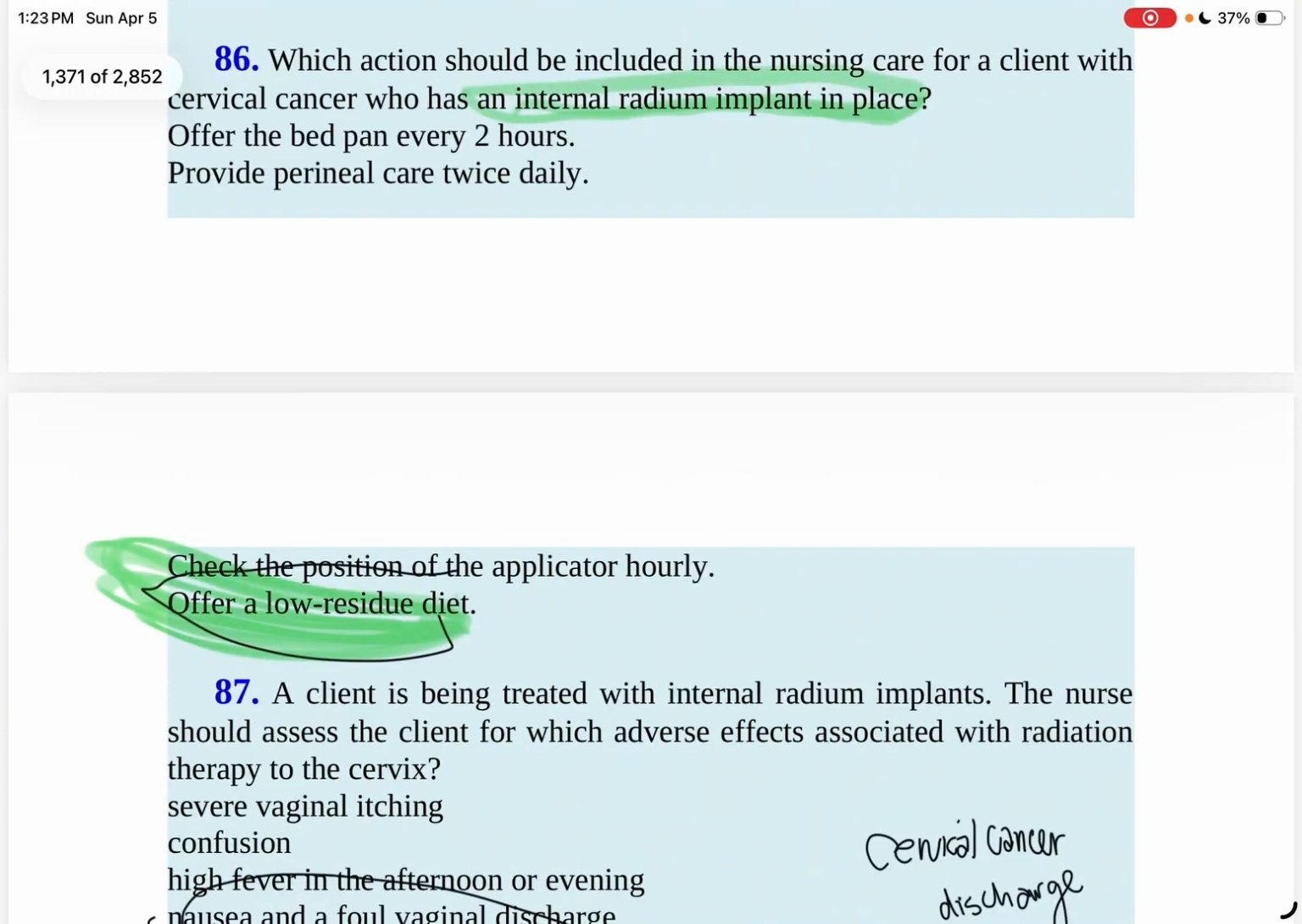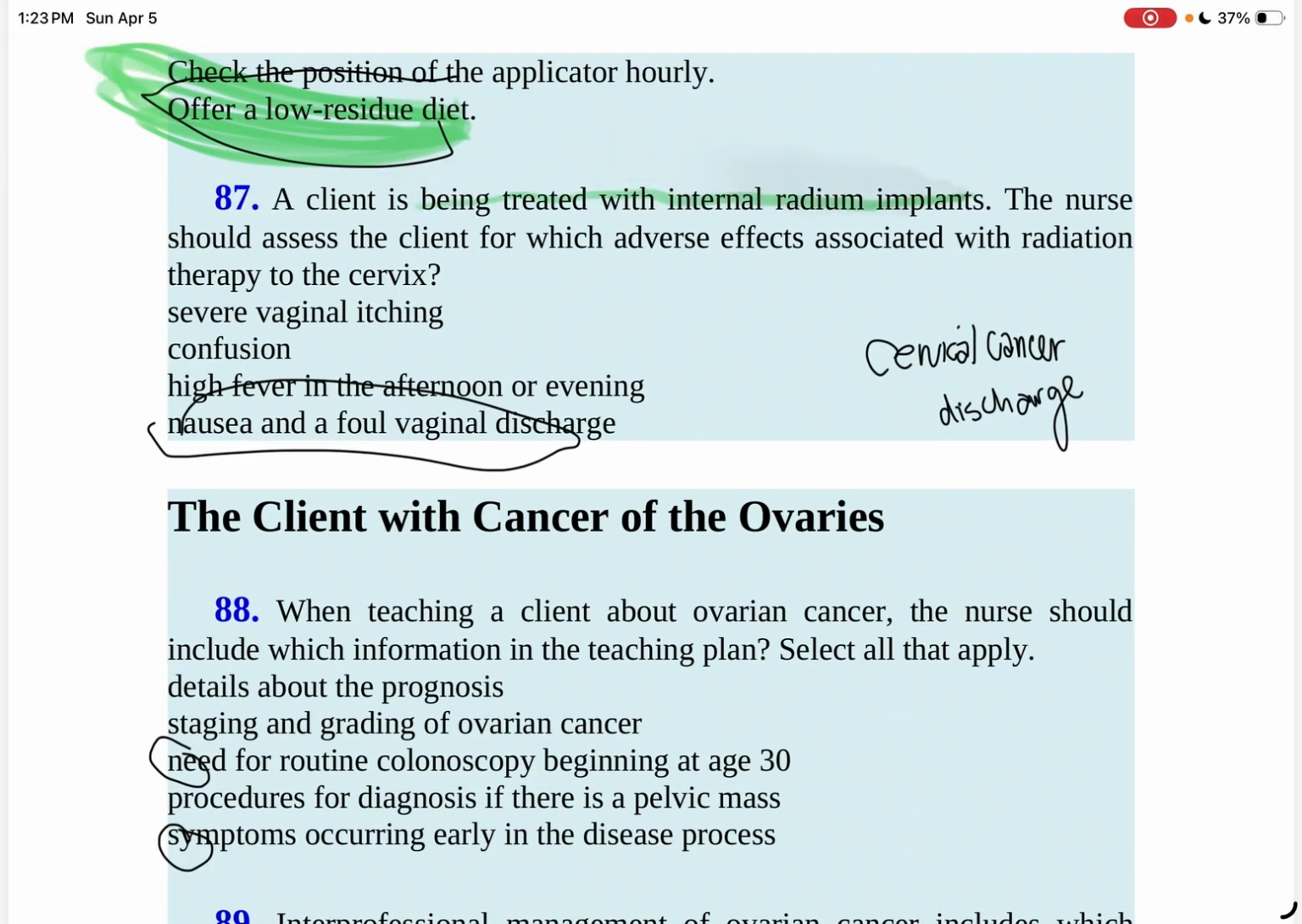So a client is being treated with internal radium implants. The nurse should assess the client for which adverse effects associated with radiation therapy to the cervix? Nausea and foul vaginal discharge. Basically, with cervical cancer, think vaginal discharge.